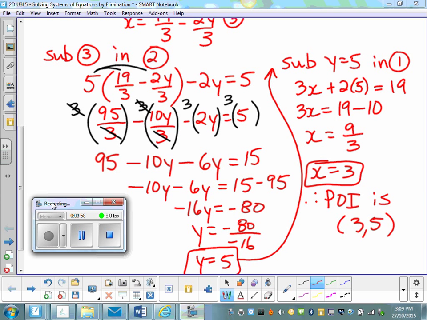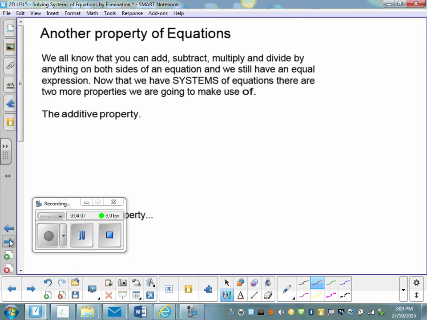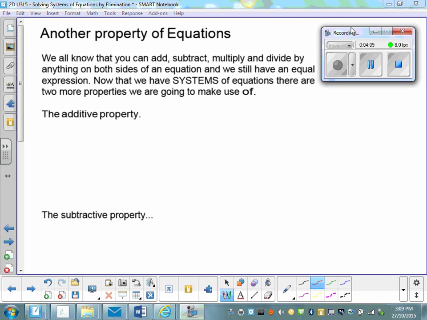A little bit messy with the fractions when we were substituting in at the beginning, but interesting that we just got nice whole number answers at the end. So here's where I want to show you our different methods.